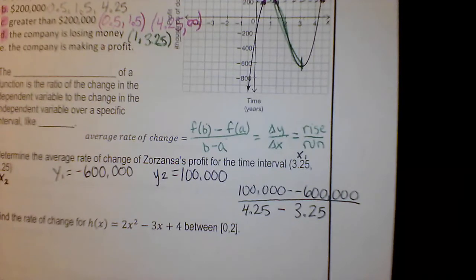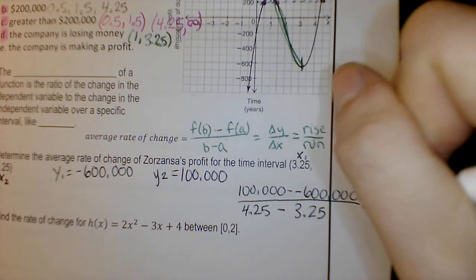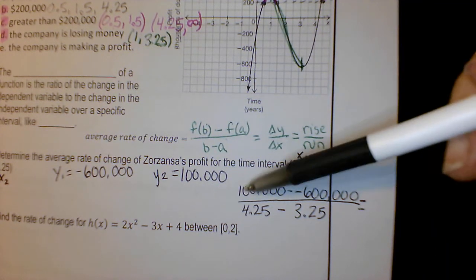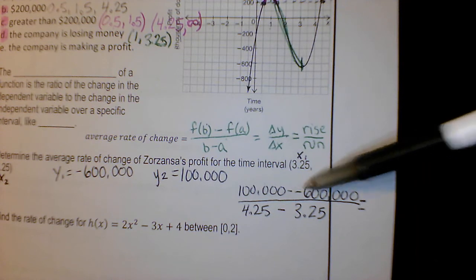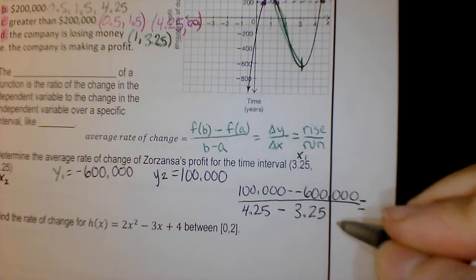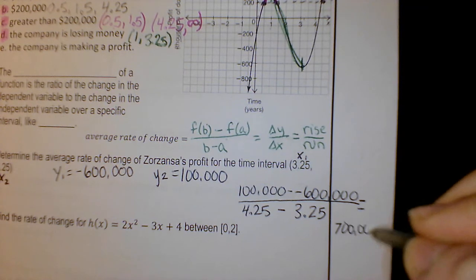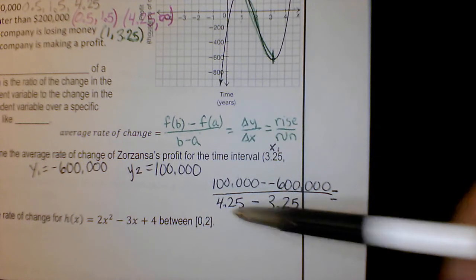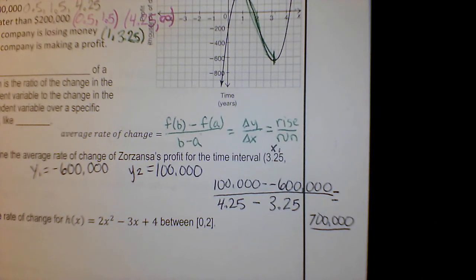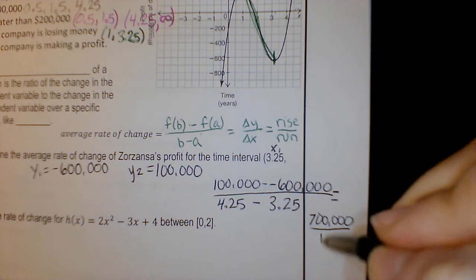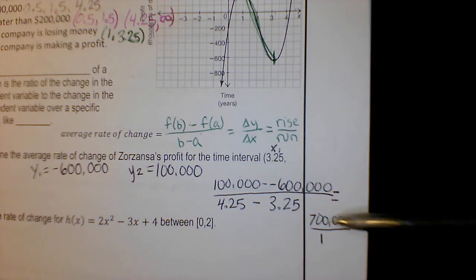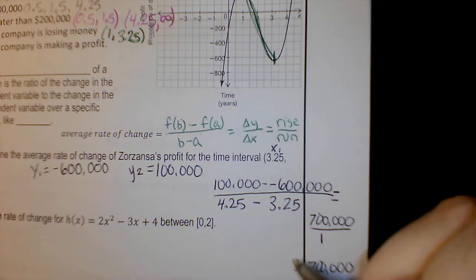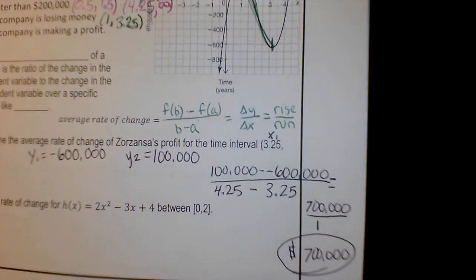The actual calculation here is not actually that bad, as long as we remember what happens with negative numbers. So 100,000 minus -600,000 is 700,000. If you don't know that, we can use a calculator. That's not a problem. And then 4.25 minus 3.25 is 1. So our answer is 700,000 dollars, right? Because we're talking about money.